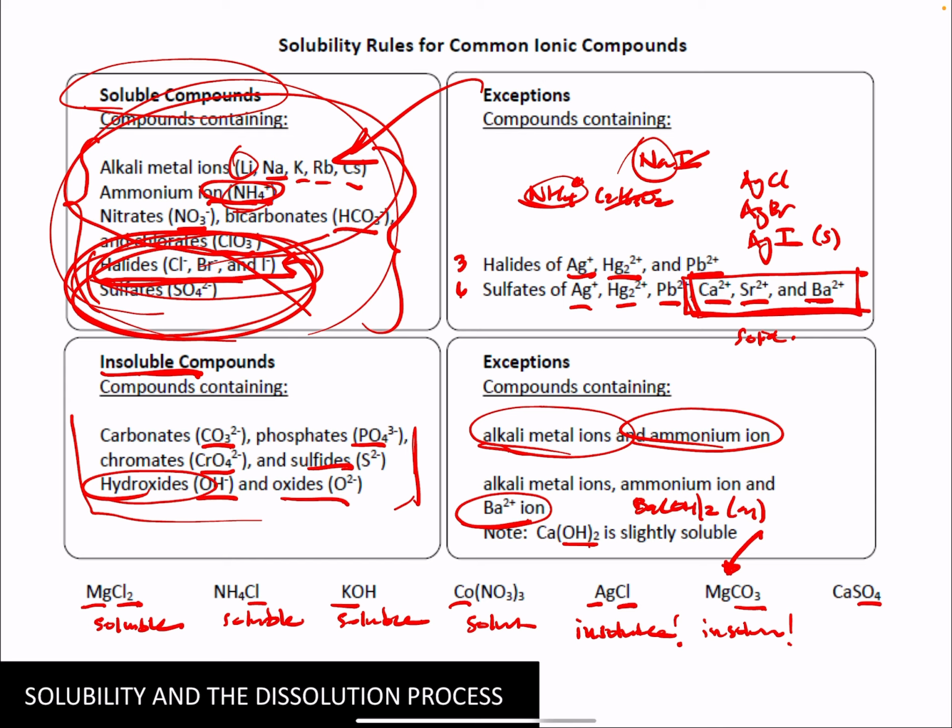Calcium sulfate. Sulfates are usually soluble, usually soluble with 6 exceptions: silver, mercury, lead, calcium, strontium, and barium. So this guy is insoluble. All right, have a think on that. We need to be able to recognize soluble and insoluble salts using these solubility rules.